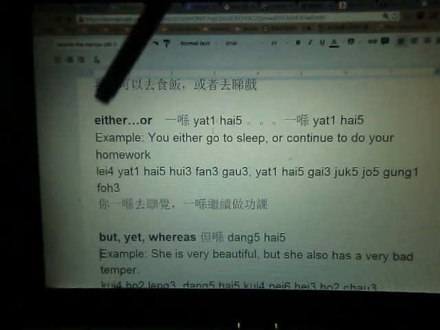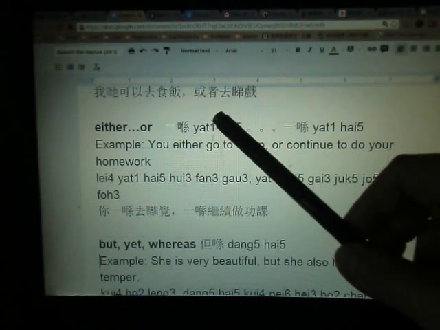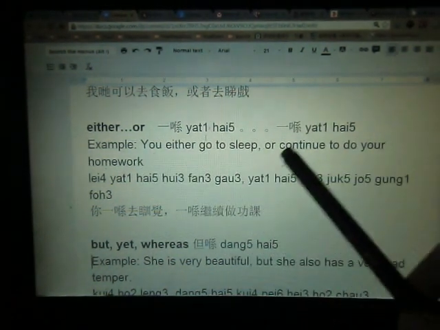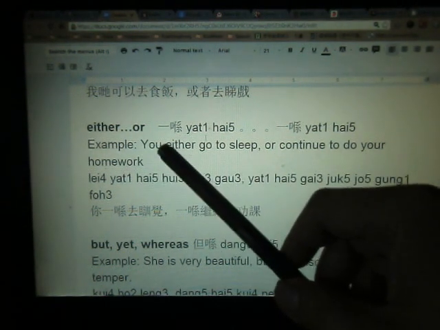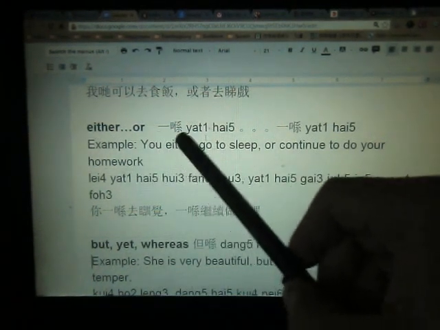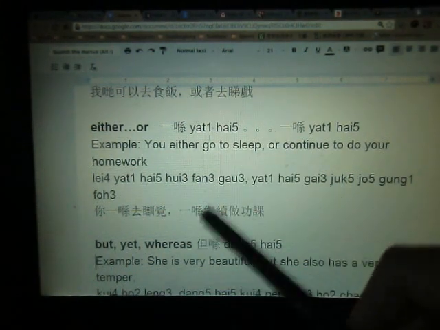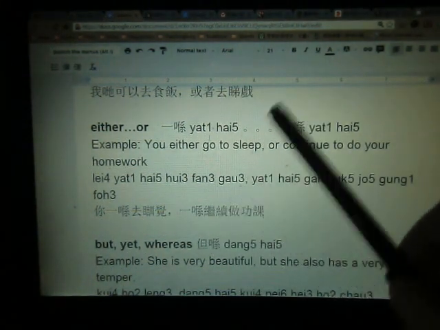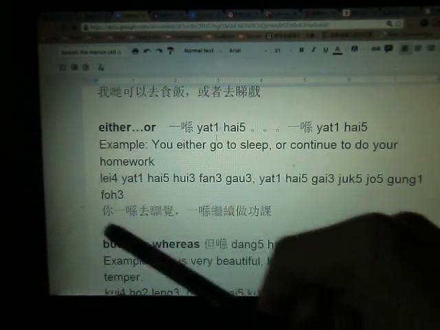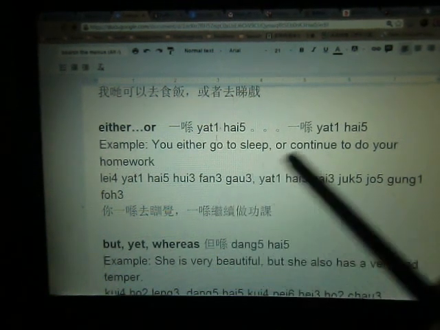And how do you say "either... or" in Cantonese? We use yat hai this and then yat hai that. For example, you either go to sleep or continue to do your homework. We don't even need to say "or" here. We say yat hai and then yat hai, this or that. 你一係去瞓覺, 一係繼續做功課, continue.